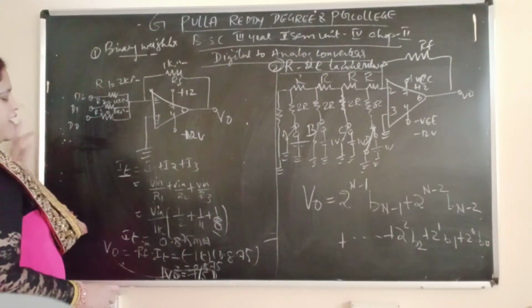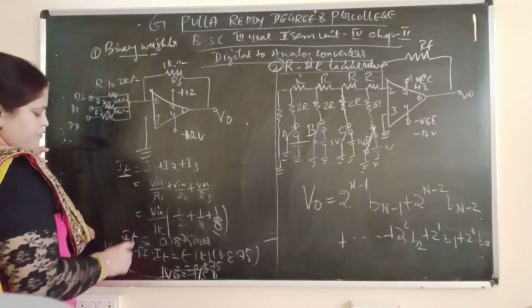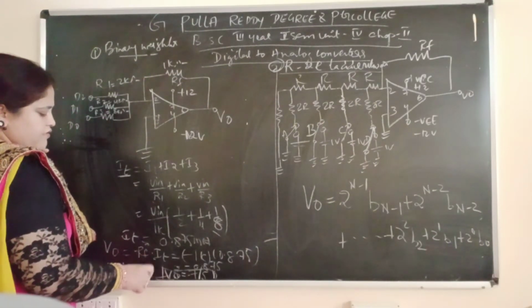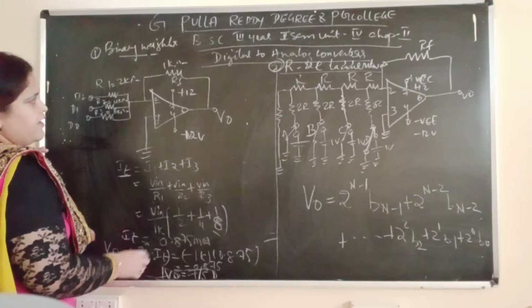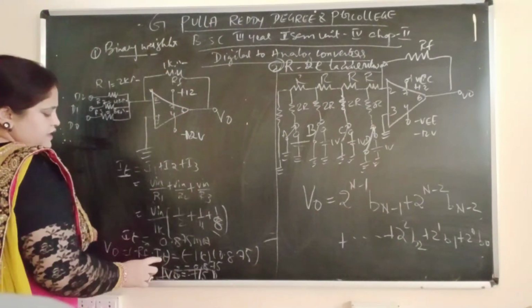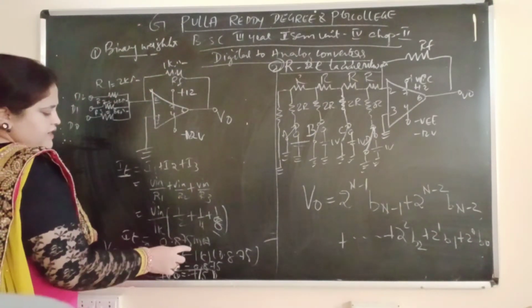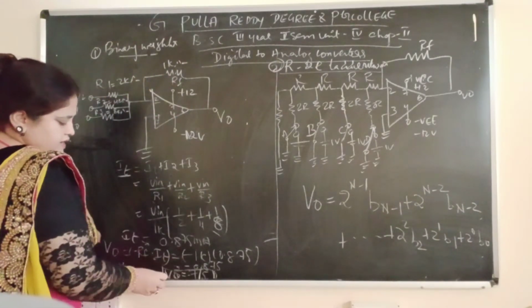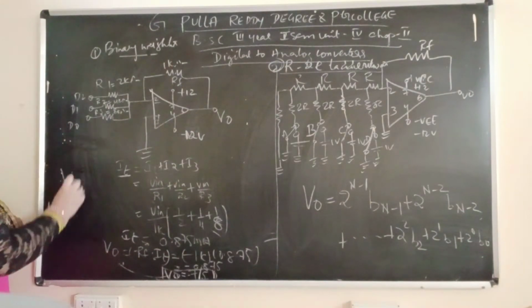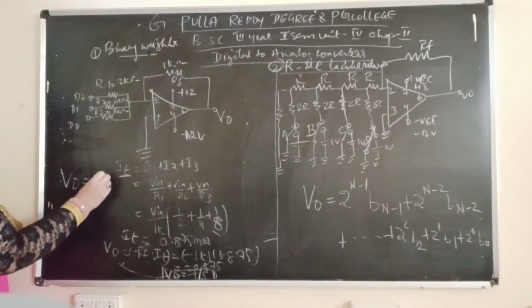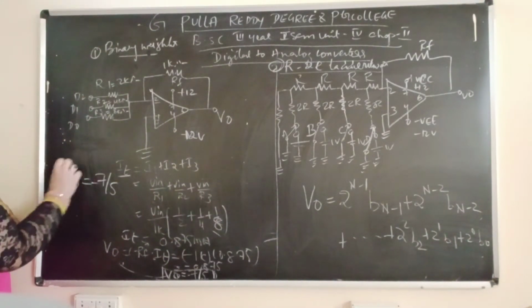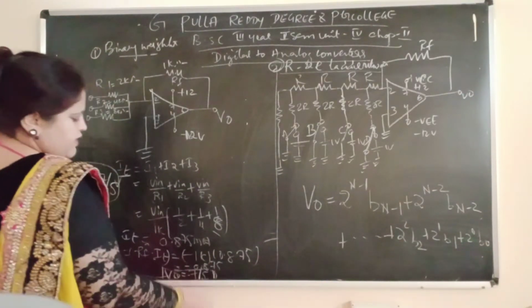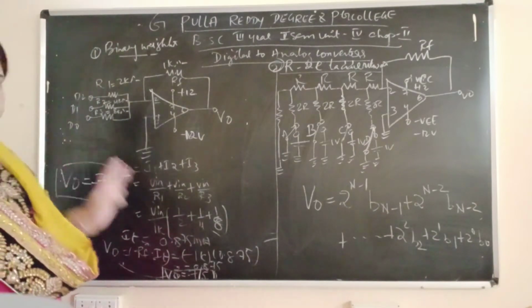Now, as I said, the current will be converted into voltage with the help of the op amp. V naught equals V equals IR formula. RF, this feedback resistance, into the total current. The total current is this, and the feedback resistance is 1 kilo ohm. Multiply it and you will get the output voltage. The output voltage you get in binary weighted is 7 by 5 volts. You can write 0.87 or you can write it as 7 by 5.